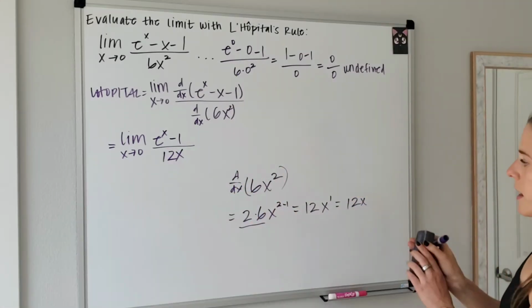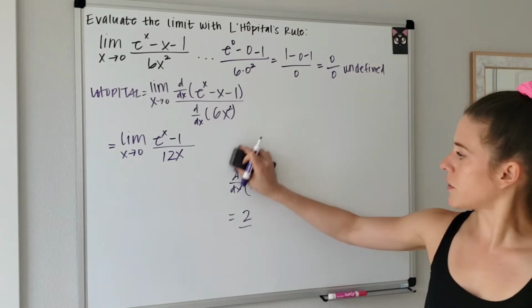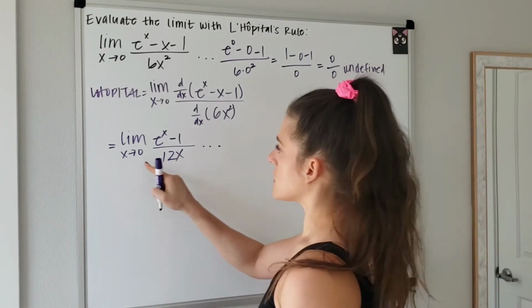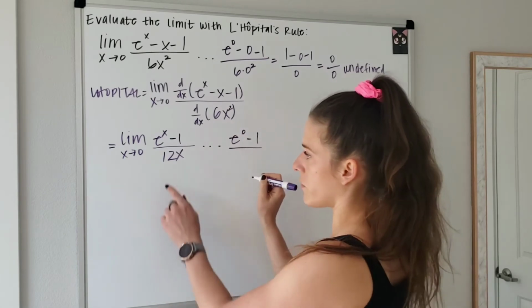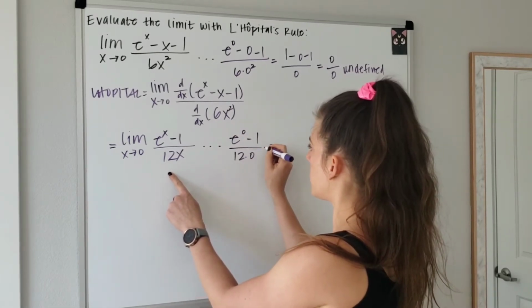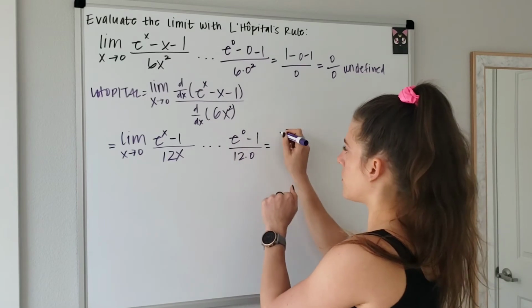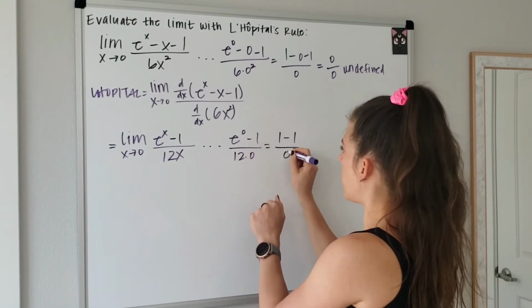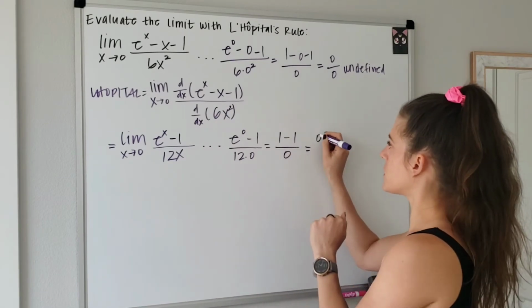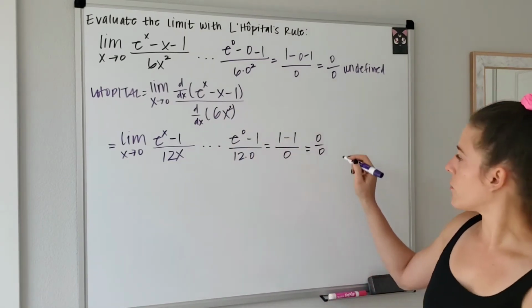Now we have a limit again of the derivative over the derivative, so let's try to evaluate. Let's plug in 0 wherever we see x. e to the 0 minus 1 over 12 times 0. Again, e to the 0, anything to the 0 is just 1, minus that 1 all over 0. Well, 1 minus 1 is 0, so we have 0 over 0 again.